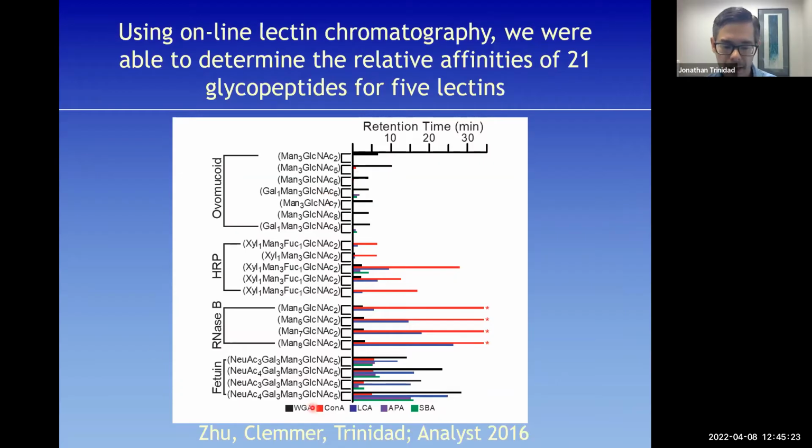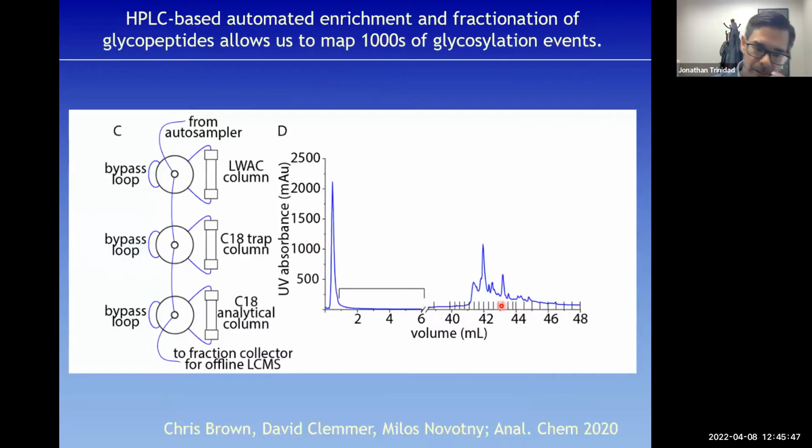And so these are 5 different lectins. We had immobilized on 5 different columns. We ran a series of standard glycoproteins that were digested, and we looked at how the sugar structures on those peptides on those proteins eluted from the columns. And so we can talk about how to better map the exact affinities of individual lectins.